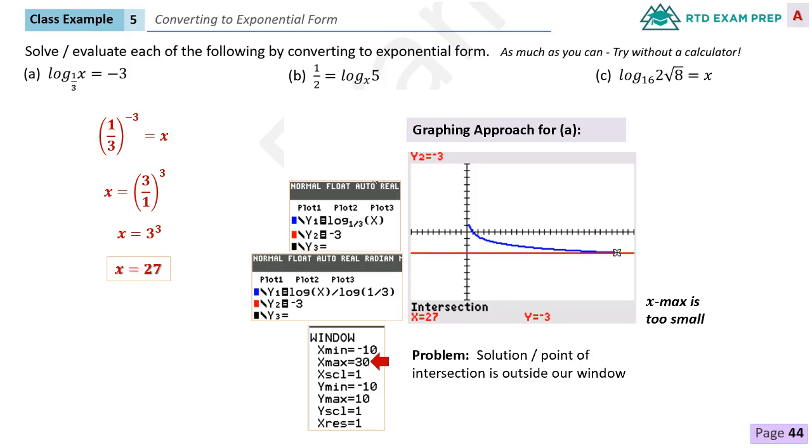In a case where the answer was not known to me, I recommend to students that if you don't see the answer going from negative 10 to positive 10, jump all the way up to 100 as the next x maximum. There's no reason to make small incremental increases in your guess, because you can always make the window smaller again once you've seen the intersection point.